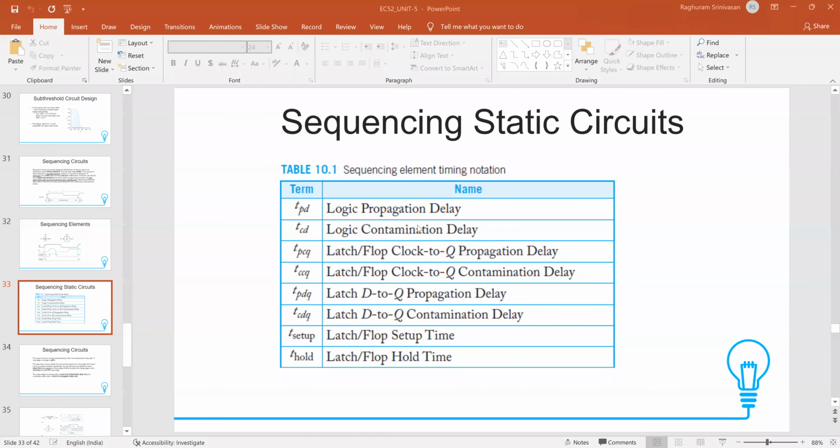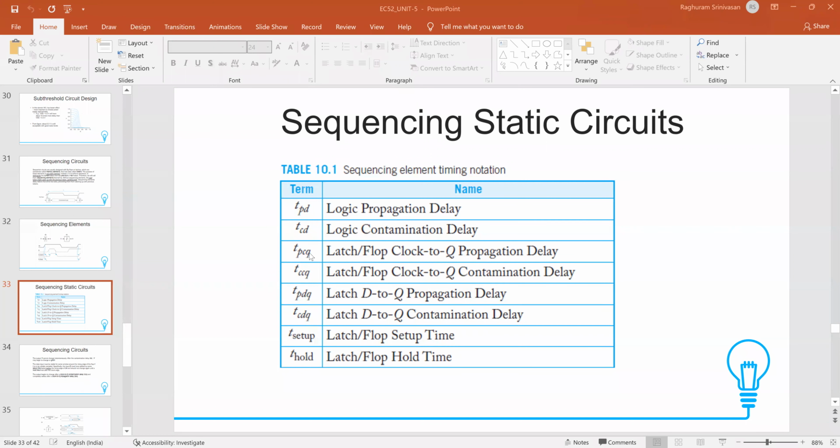So this is one delay, propagation delay. Then there is the contamination delay, and then the latch or flip-flop clock to Q. That is the delay from the clock edge to the output. Some value is there at the input, and the clock edge has come, and that should go to the output, and that is called the propagation delay from clock to Q.